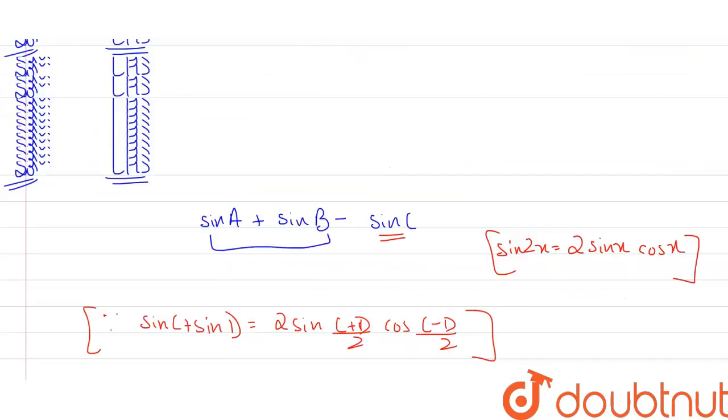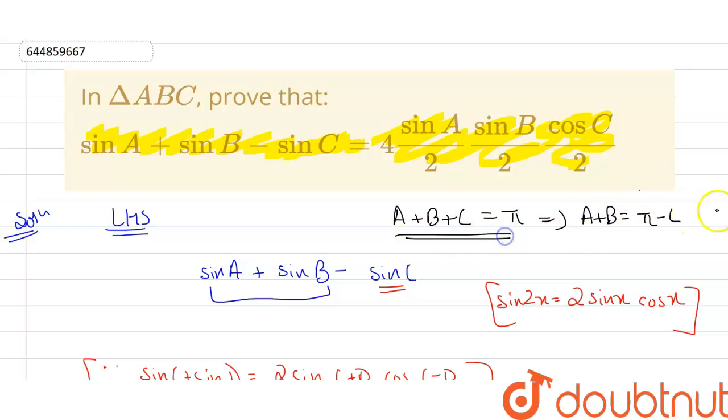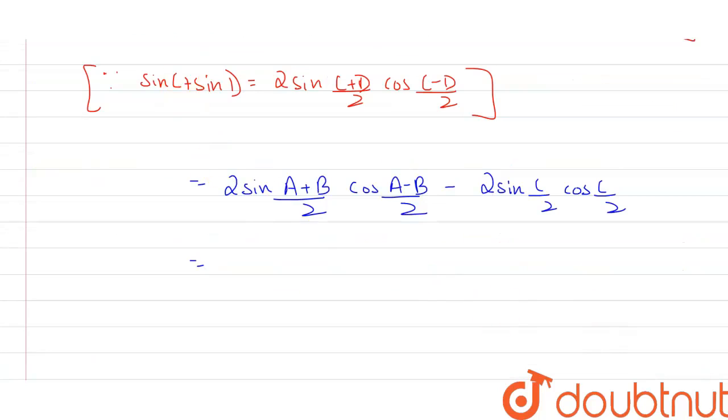Now, the given question says that it is a triangle. So in a triangle, the sum of all angles, A plus B plus C, equals pi. From this I can say that A plus B equals pi minus C. Just remember this, it is the important thing. So I can write this as 2 sine of (pi minus C) divided by 2, and here I have cos of A minus B by 2 for now.